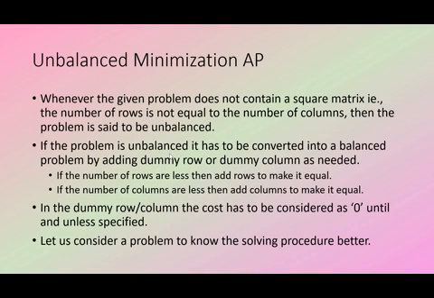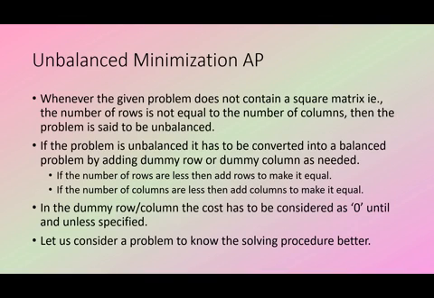If the problem is unbalanced, it has to be converted into a balanced problem by adding a dummy row or dummy column as needed. If the number of rows is less, then add dummy rows to make it equal. If the number of columns is less, then add dummy columns to make it equal. Finally, our motto is to see to it that the number of rows and number of columns are equal.